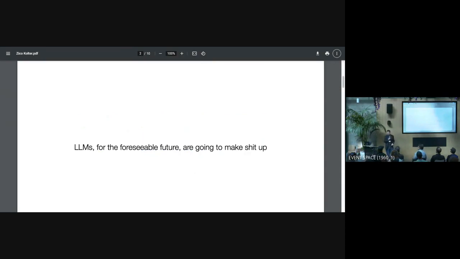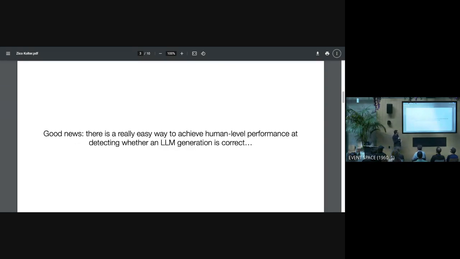So the thesis is as follows. First of all, LLMs, arguably for the foreseeable future, are going to make stuff up. You could argue how long this will be before they stop doing this. Maybe forever. Maybe we can fix this. But this seems like a really built-in problem with them. They sometimes make stuff up. But I have some good news. There's a really easy way to achieve human-level performance at telling whether they're making something up or not. And that is you just check if they've made it up or not.